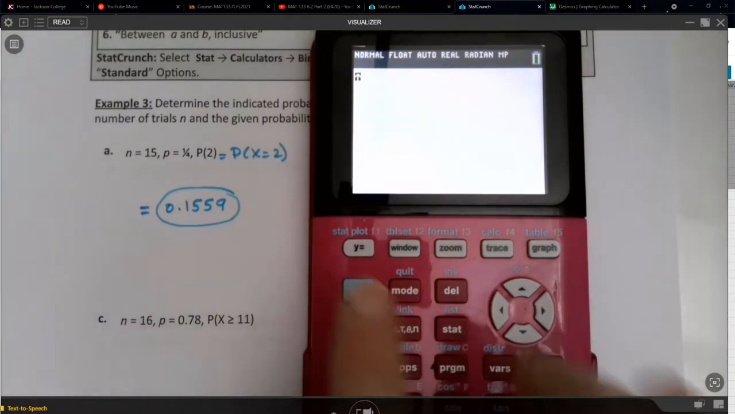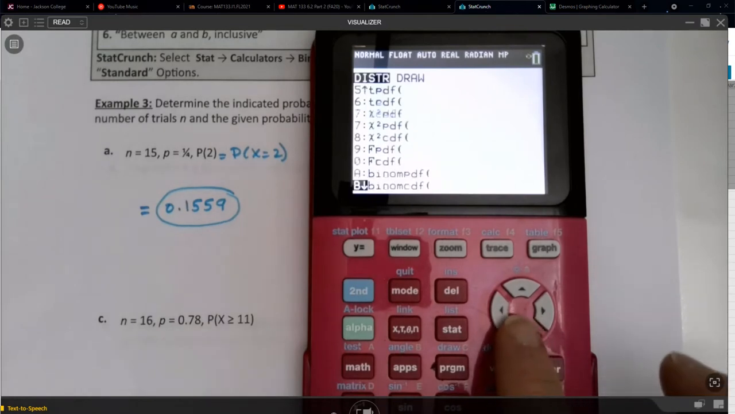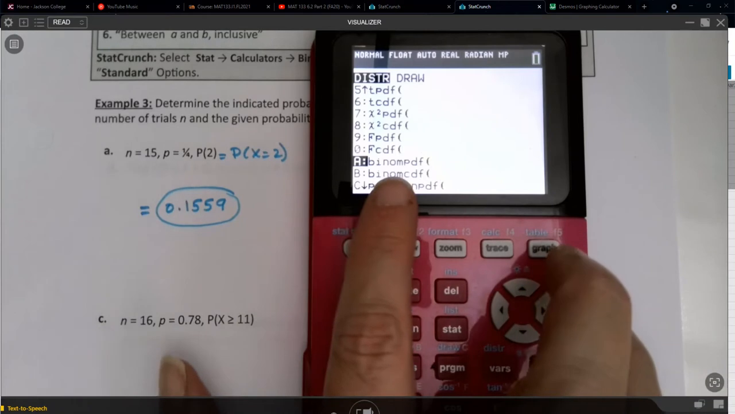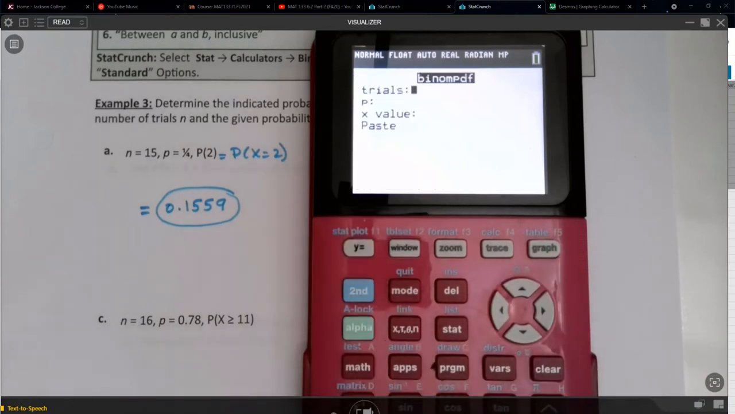So second DISTR, and you have to go down until you find binompdf. It's letter A right there. And then you select that one. So you say binompdf, and then you tell it the number of trials, which is 15. You tell it the probability of success, which is 1/4. And then you tell it our x value, which in our case was 2.